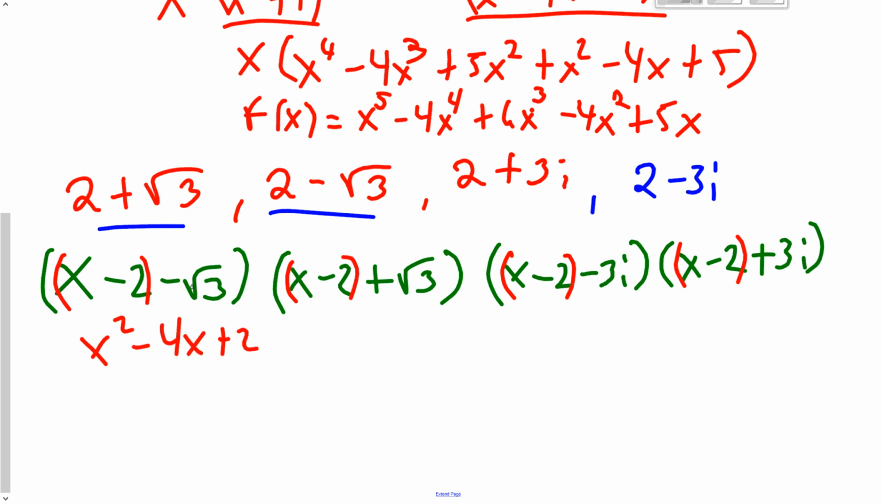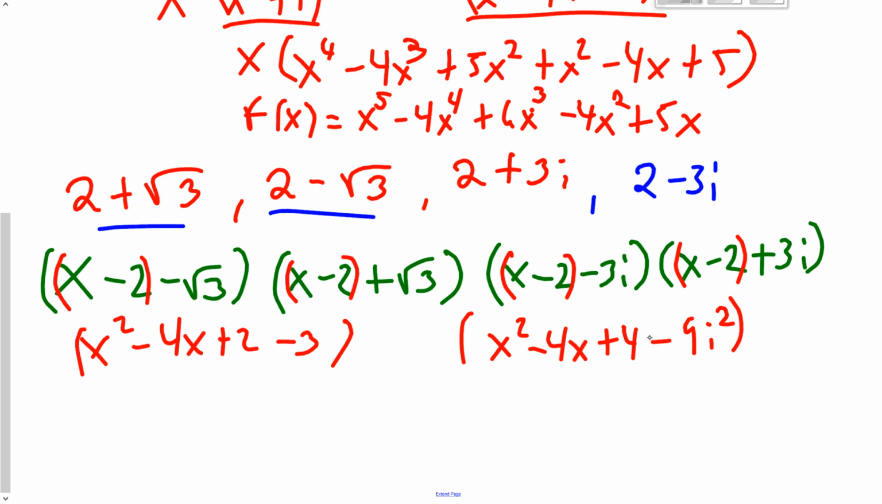And then last times last, since they're conjugates, negative root 3 times positive root 3 is just a negative 3. And then this one is an x squared minus 4x plus 4, and then the negative 3i times a positive 3i is a negative 9i squared. I squared just changes the sign, so it's plus 9, making 13. So we have x squared minus 4x minus 1 times the quantity x squared minus 4x plus 13.